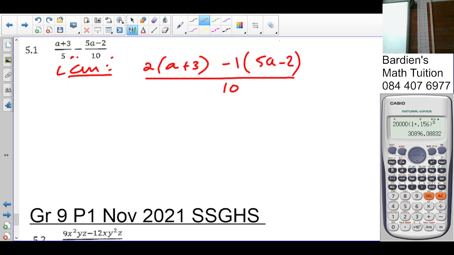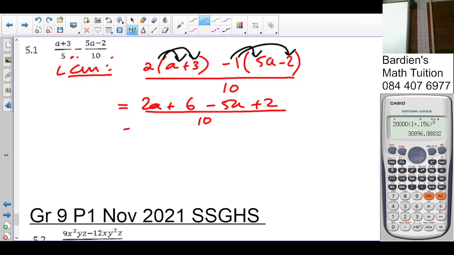Okay. So what do we do here? Multiply. Get rid of the brackets. Not so. So 2 times a, 2a. 2 times 3, 6. Negative 1 times 5a is negative 5a. Negative 1 times negative 2? Over 10. So now we're going to look at adding the like terms. So what is 2a minus 5a? Negative 3a. What is 6 plus 2? Plus 8 over 10. Can I simplify that 8 and that 10? No. Why not? There are more than one term in the numerator. Okay.